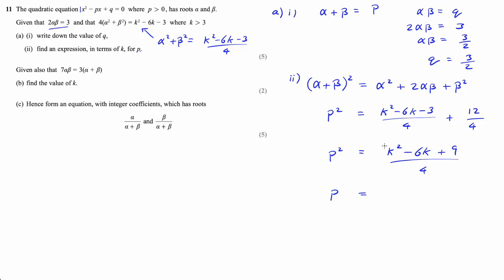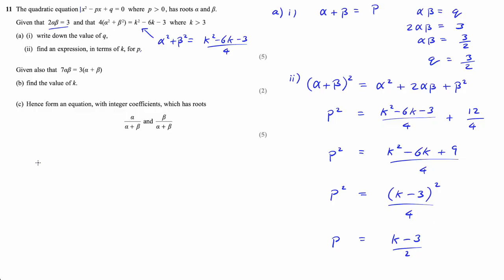Now, guys, it's worth noting that I'll just write p squared here first. So p squared is equal to this. If I factorize this, I get k minus 3 times k minus 3. That is the factors of this quadratic, which is actually k minus 3 squared over 4. So p, very nicely, is going to be the square root of this, which is k minus 3 over the square root of 4, which is 2. So p is equal to k minus 3 over 2.